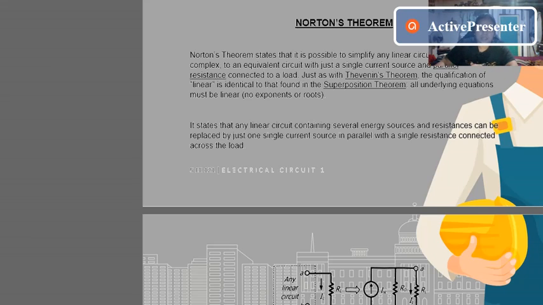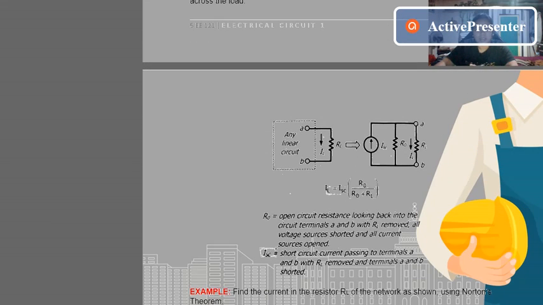So, kaning Norton's theorem is identical to that found in the Superposition Theorem. So, all underlying equation must be linear. So, no exponents or roots. So, it states that any linear circuit containing several energy sources and resistances can be replaced by just one single current source in parallel with a single resistance connected across the load. So, mo ni siya. Ang ato ang circuit. So, ang any linear, so pwede na to siya ma-replace by one single current source in parallel. So, that's why we have here in parallel.